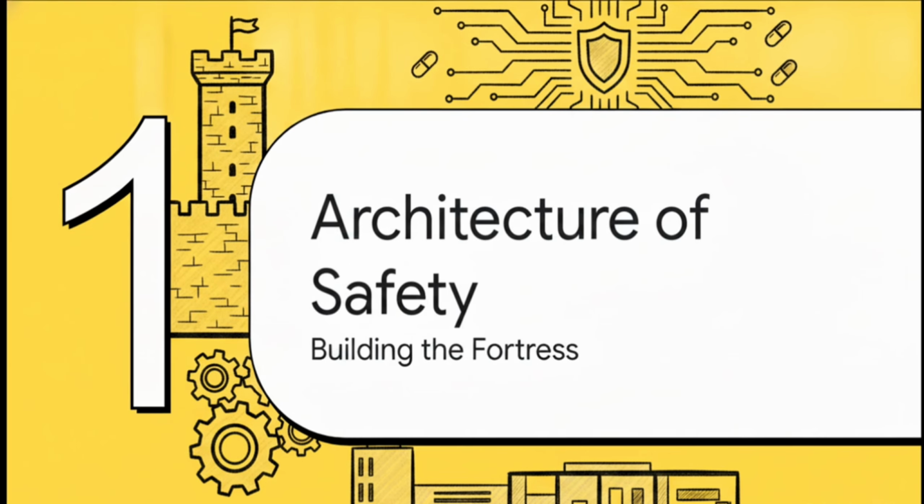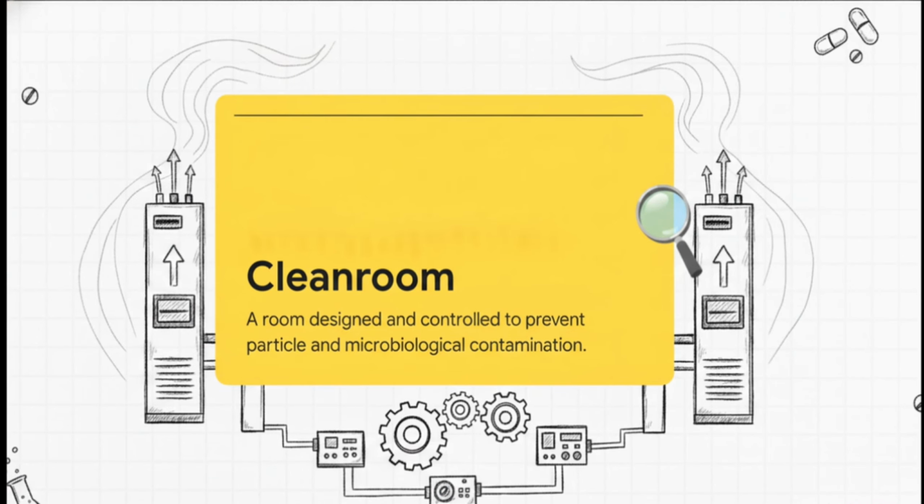All right, Section 1, the architecture of safety, building the fortress. To really understand this fortress, we've got to start with some high-level considerations. In traditional construction, a building is, well, it's just shelter. But in pharma, the physical building is an active defense system. It's basically a giant machine that houses other machines. And the absolute core of this is the cleanroom.